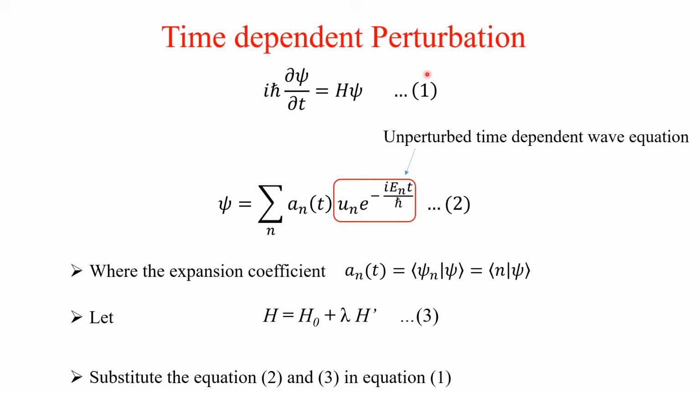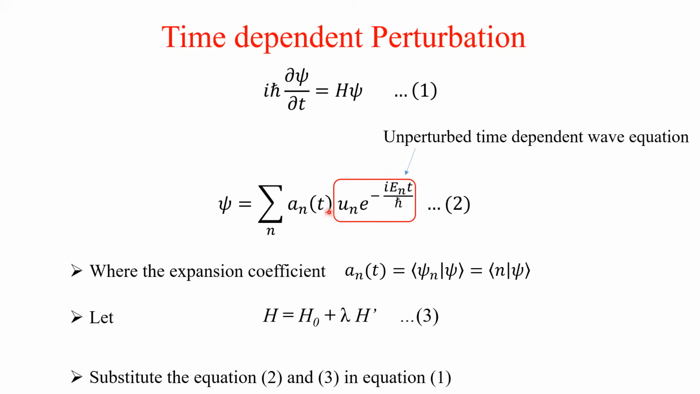to Hψ. Let us say this is equation 1, the Schrodinger wave equation. Now we can write this wave function as a linear combination of ψn, that is, summation over n of an, which is a function of time, because we are considering here the time dependent perturbation. So the expansion coefficient is also time dependent, and ψn.